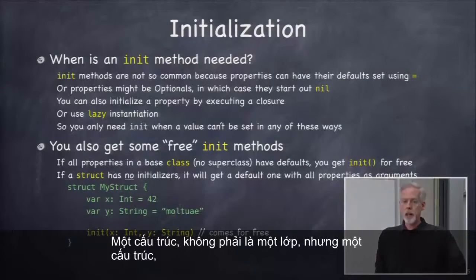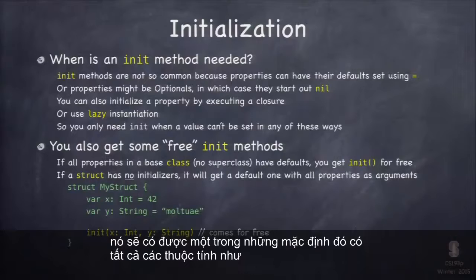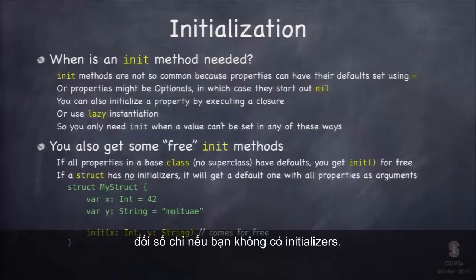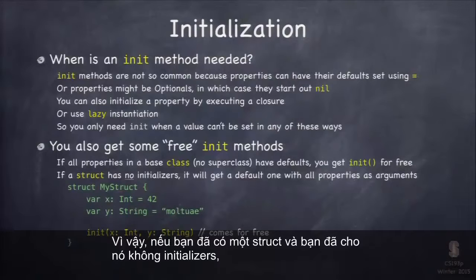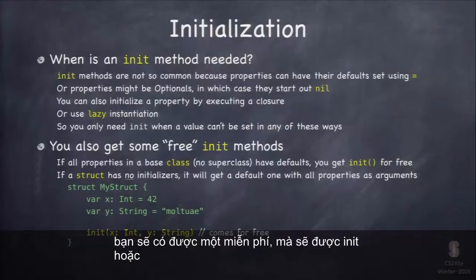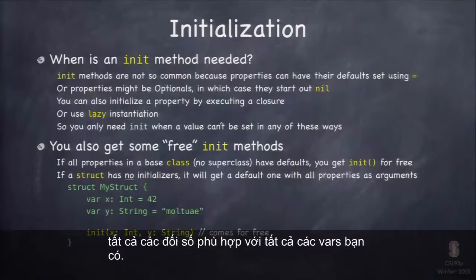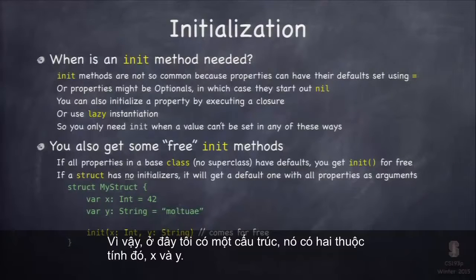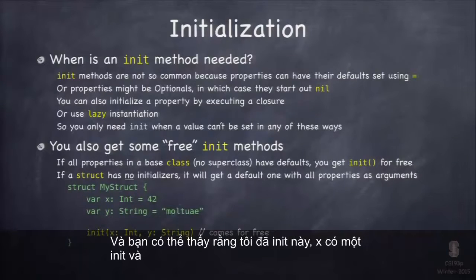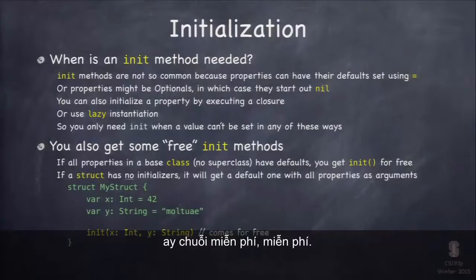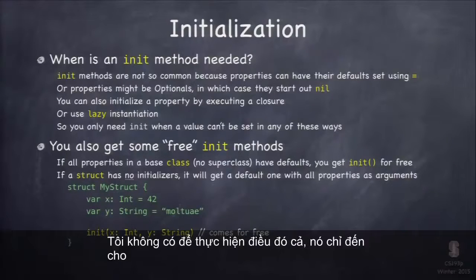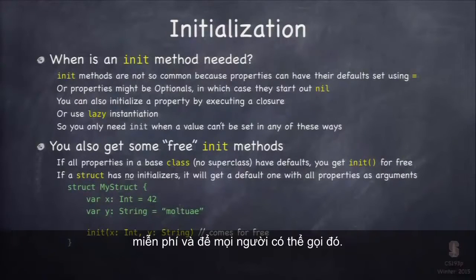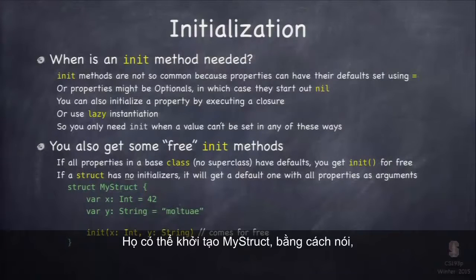A struct, not a class, but a struct, will get a default init that has all the properties as arguments, only if you have no initializers. So if you had a struct and you gave it no initializers, you would get one for free, where all the arguments match all of the vars and lets you have. So here I've got a struct. It has two properties, x and y, and you can see that I got this init: x takes an int and y a string, for free. I didn't have to implement that at all. It just came for free. And so people can call that. They can initialize my struct by saying MyStruct, open parentheses, and providing the x and the y.